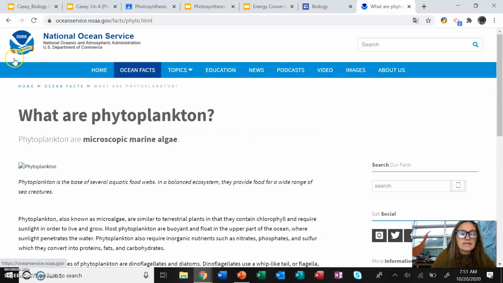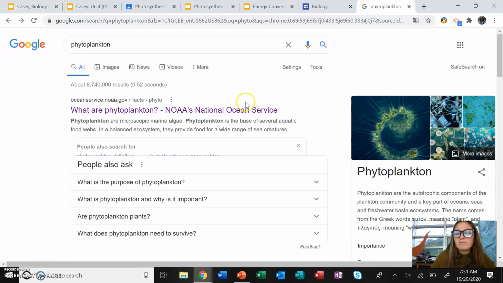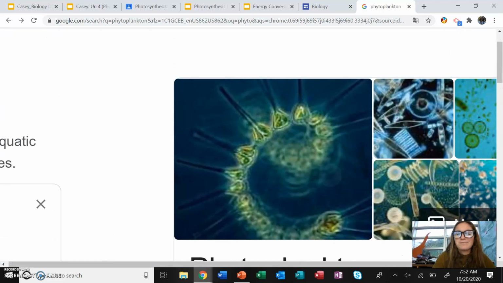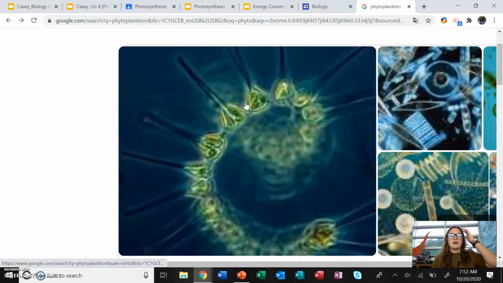Where is it? The image is not popping up. Well, the image that's shown is actually this one right here on the article.